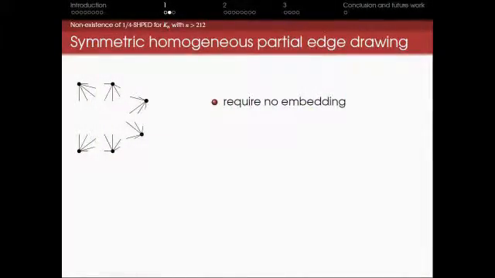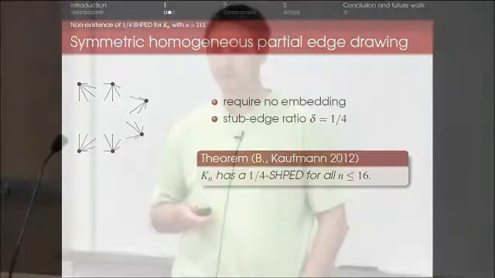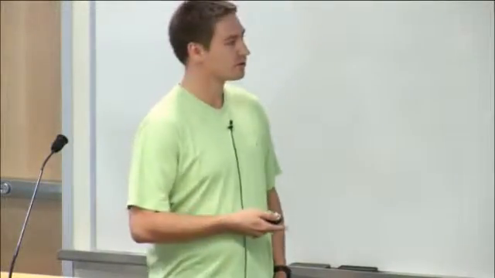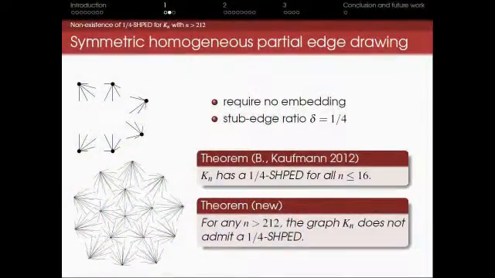Okay, first of all, we require no embedding and fix the ratio to a quarter to make it easier. Then there is a result from a previous work that the complete graph with at most 16 vertices admits such a quarter SPAD. And a drawing of this looks like this, as you see on the left side. And it seems to be impossible to add a further vertex in this drawing without any crossings. But what we can only prove is that for 212 vertices, it is not possible to draw a quarter SPAD.